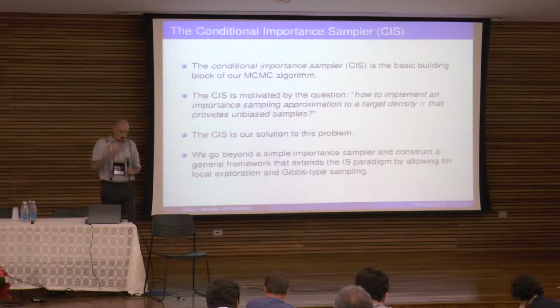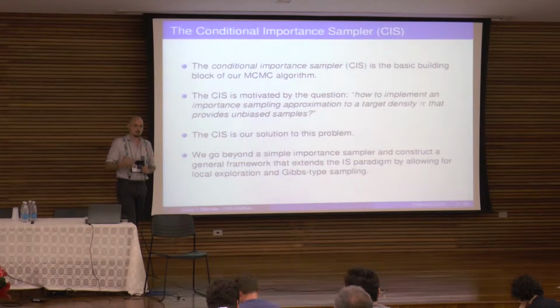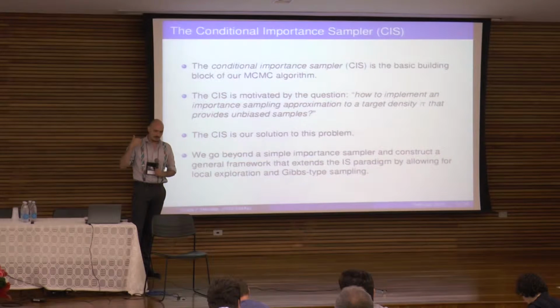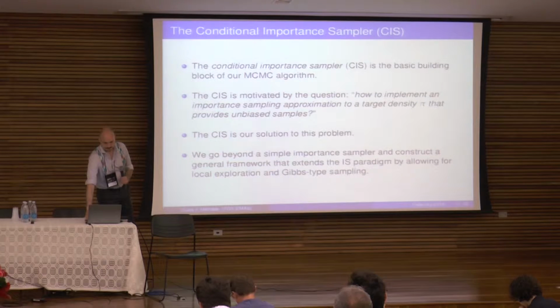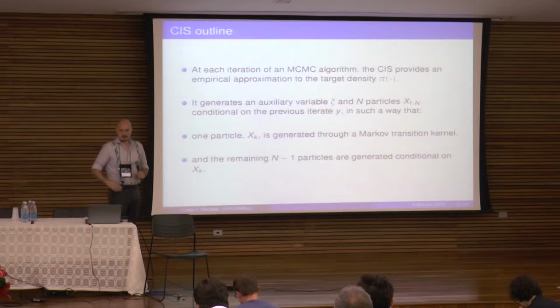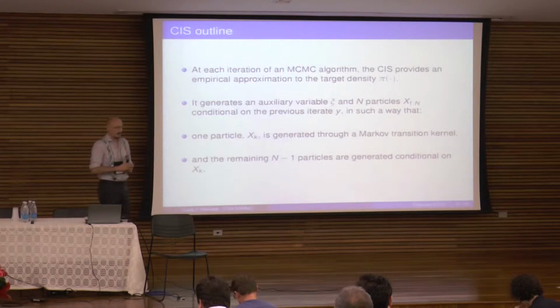But again, because we are within this MCMC scheme, we go a bit beyond the simple importance sampling, and we manage to have local exploration, something that's not usually possible in importance sampling schemes, only in a bit more advanced importance samplers. So how do we construct the conditional importance sampler?